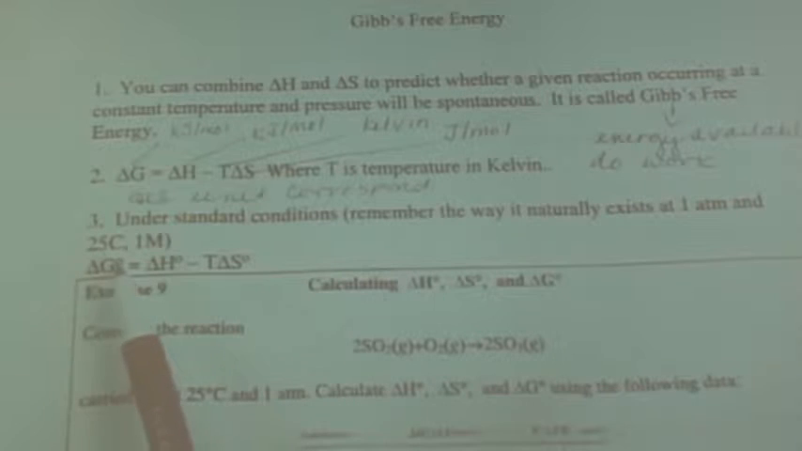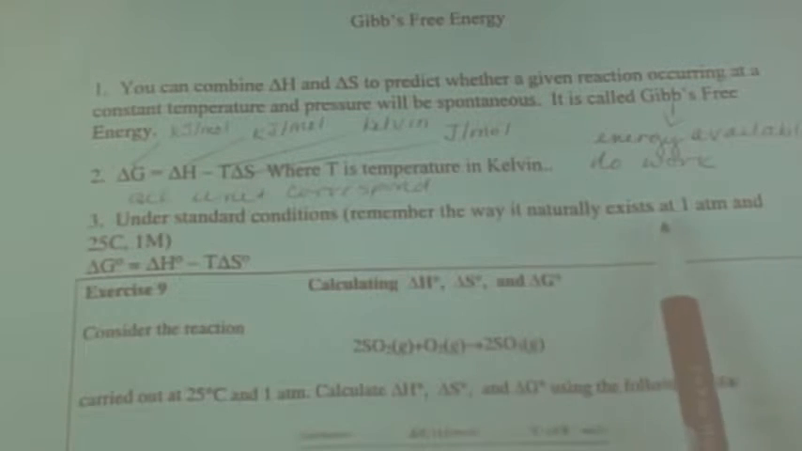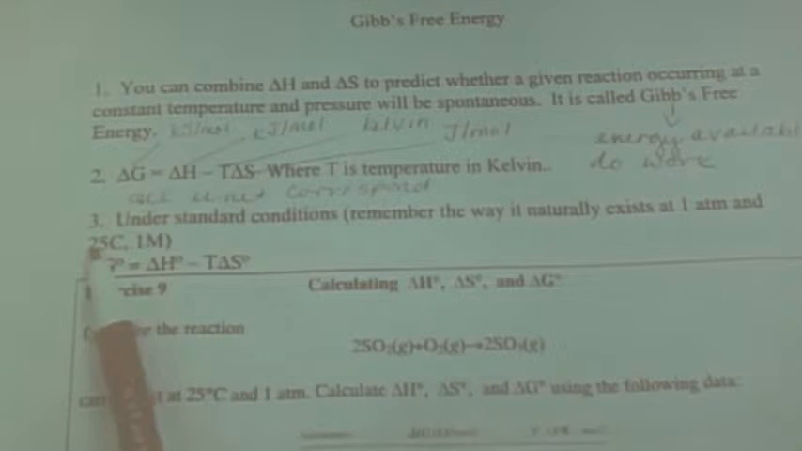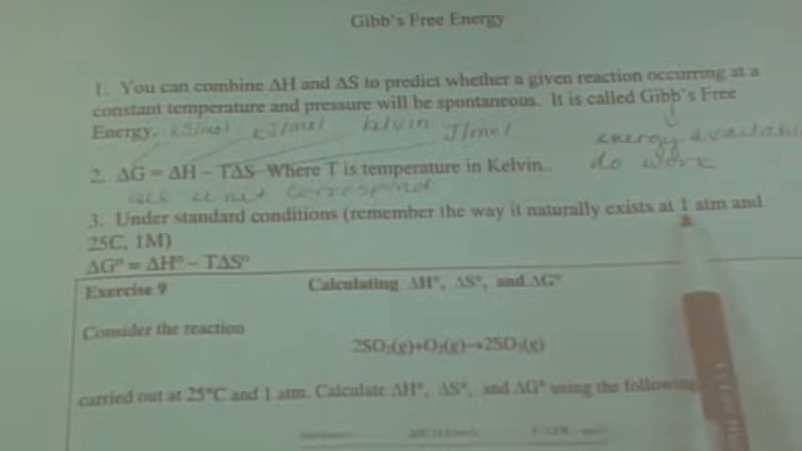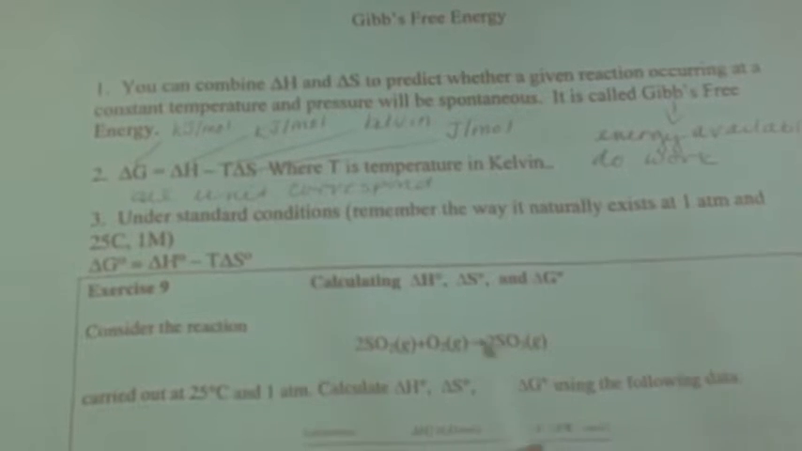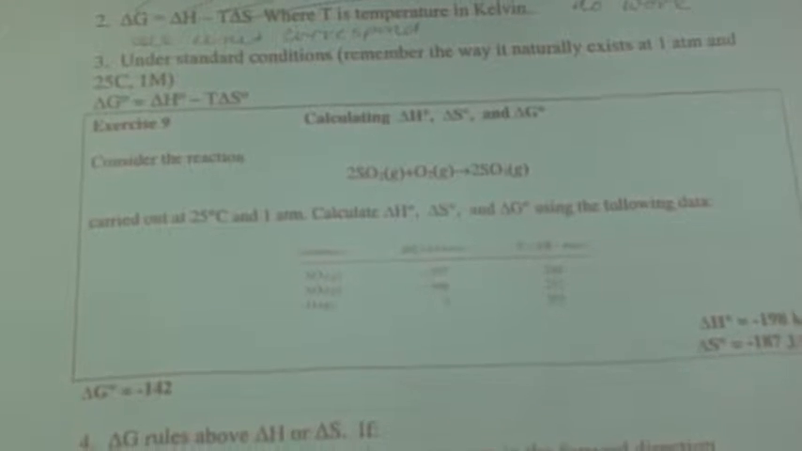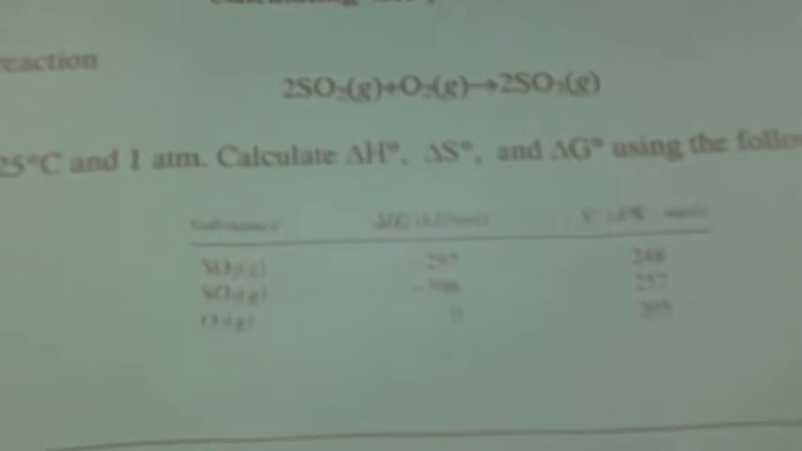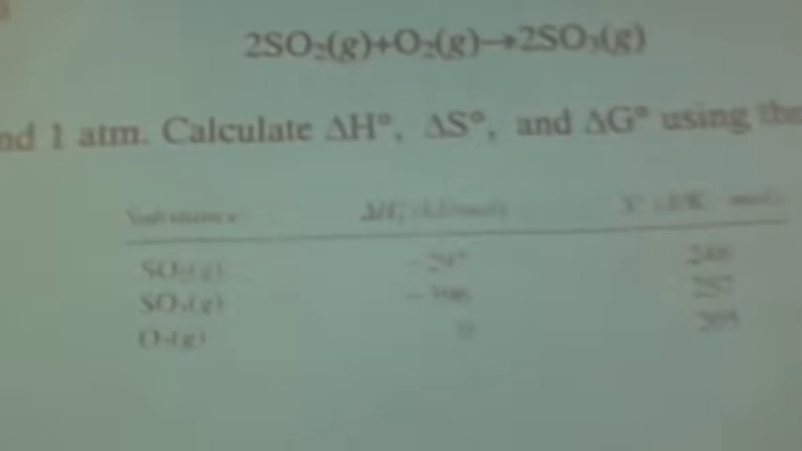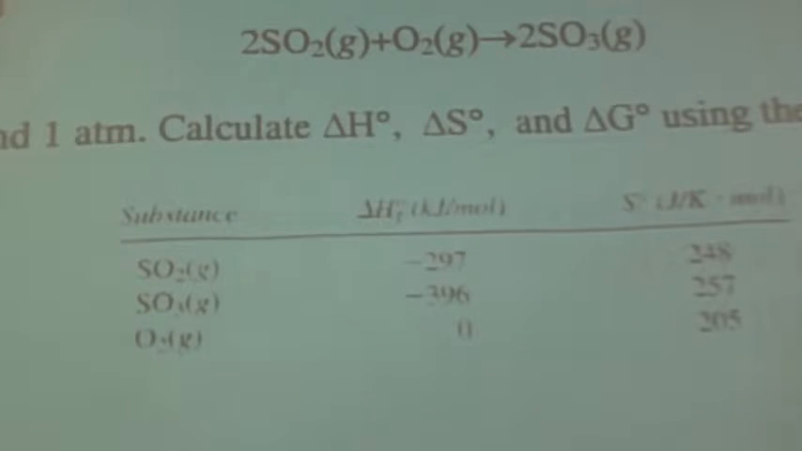Now remember, if you see the little naught sign, that means it's at standard conditions: room temperature, 1 molar concentration, and 1 atm. Okay, let's consider this reaction. I have 2 SO2s plus an O2 yielding 2 SO3 gases. I calculate the delta H, the delta S, and the delta G using the following information. And the following information is really tiny. Now it's really blurry. Now it's fine.